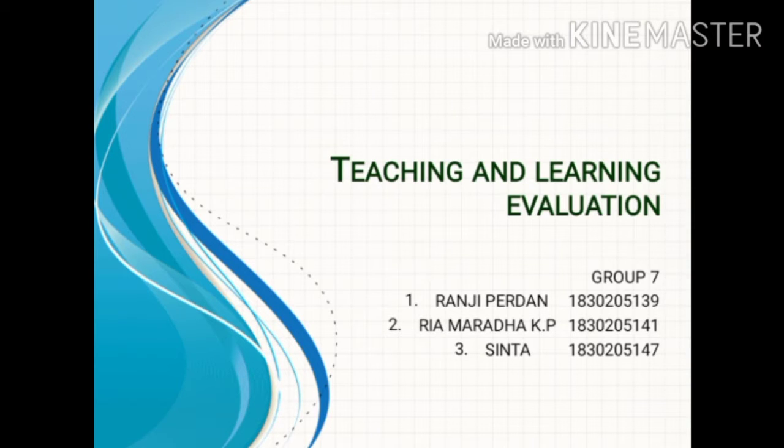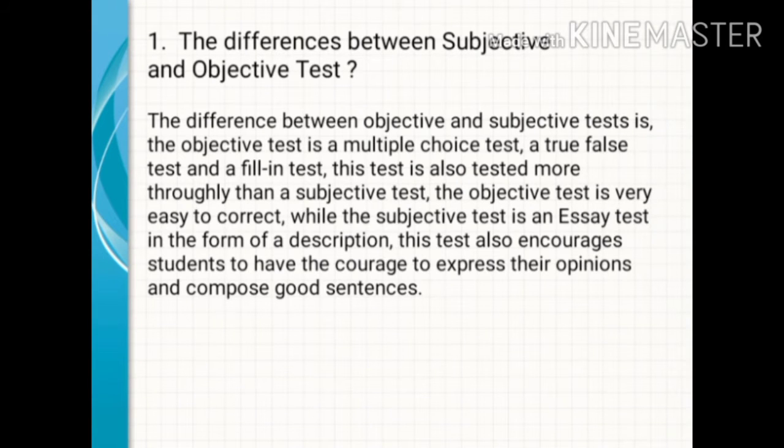My name is Sinta. I will answer number 1 and number 3. The question number 1 is the differences between subjective and objective tests. The answer is the objective test is also known as the short story answer. The objective tests only by selecting a specific code that has been provided, for example, by crossing, circling, or blackening the mark of the selected answer option.